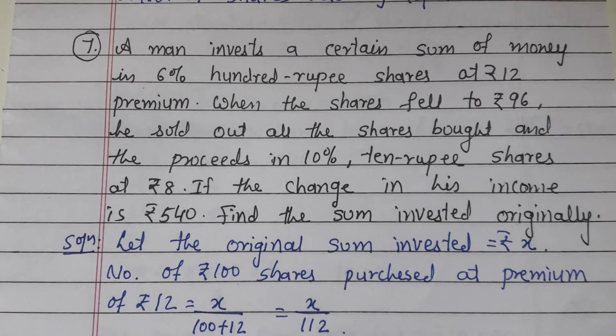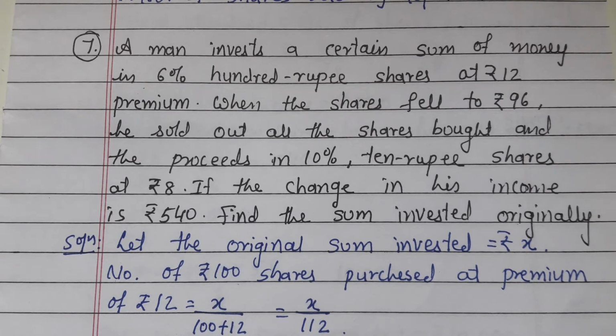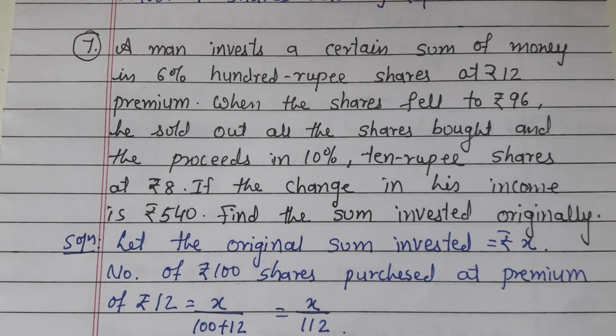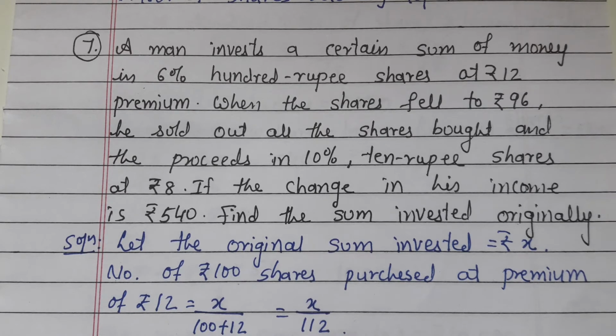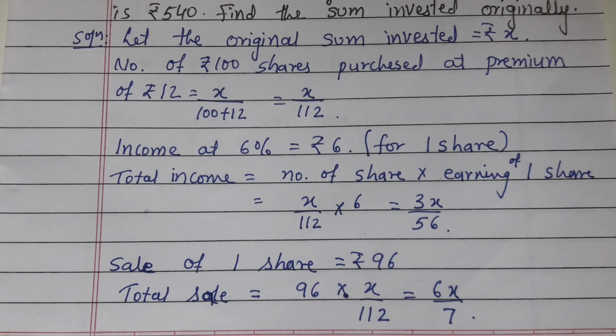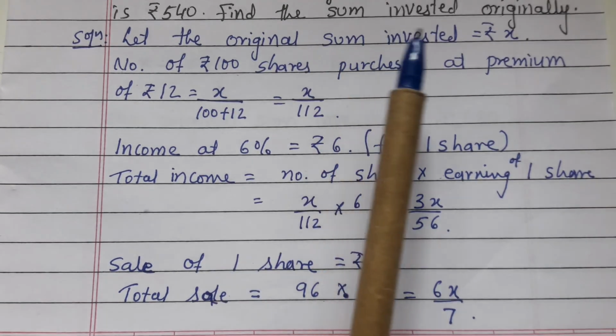Sum number 7. A man invests a certain sum of money in 6% rupees 100 shares at rupees 12 premium. When the share fell to rupees 96, he sold out all the shares bought and invested the proceeds in 10%, rupees 10 shares at rupees 8. If the change in his income is rupees 540, find the sum invested originally.